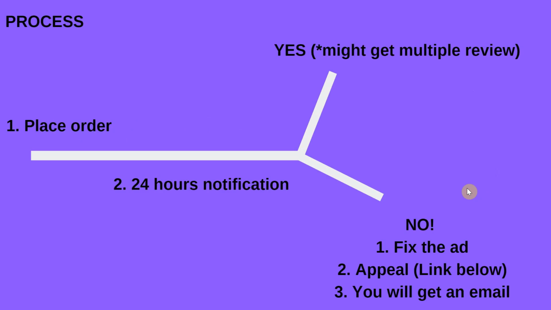Okay, the process of your ad and how it's going to go. So when you click that place order button, what's going to happen is that sometimes you just get approved automatically. I had that happen, and I see a lot of people having that happen. And also you can get a 24-hour notification saying whether you can do this or not. And when you get a yes, okay, now your ad is going to be set up and run.